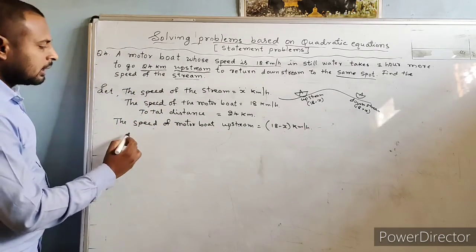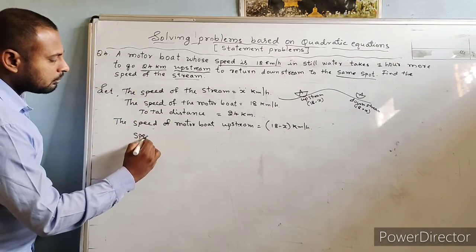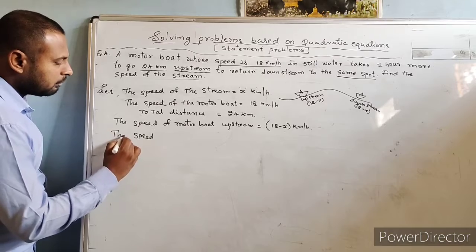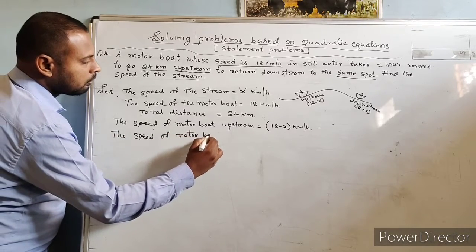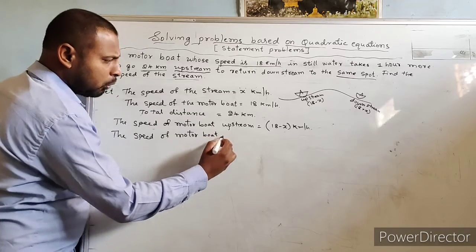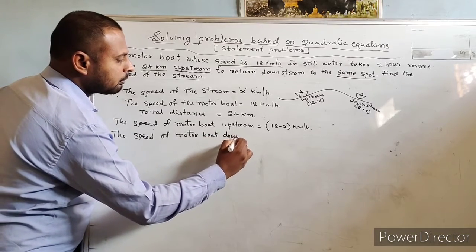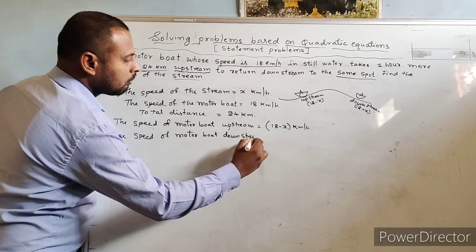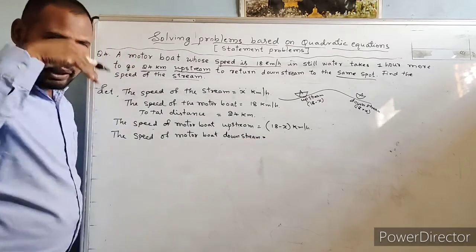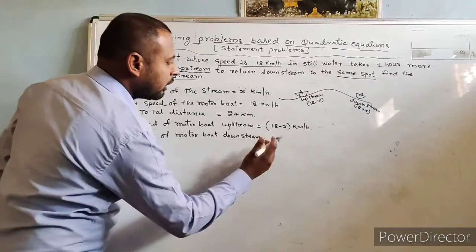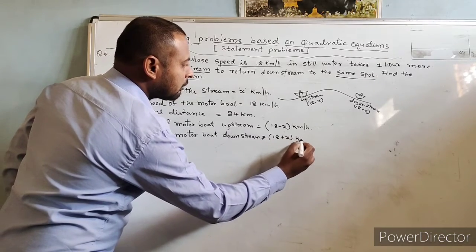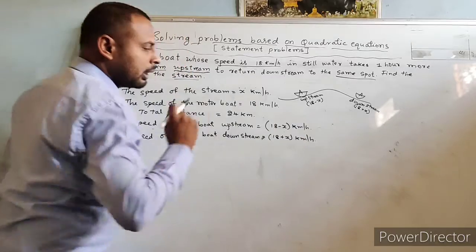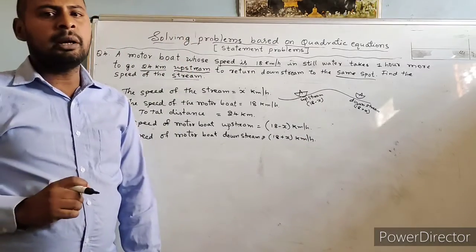The same as the speed of the motorboat for downstream: the speed increases. Therefore it is written as 18 plus x kilometer per hour.